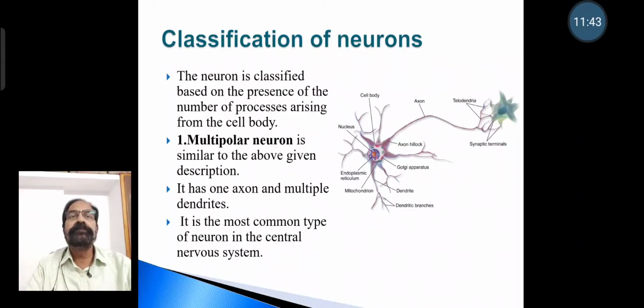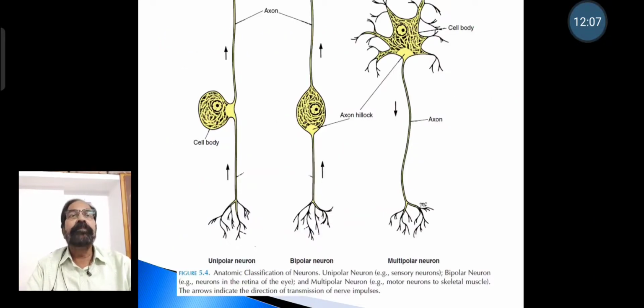Classification of neurons. The neuron is classified based on the number of processes arising from the cell body. One is the multipolar neuron, similar to what was described earlier. It has one axon and multiple dendrites. It is the most common type of neuron in the central nervous system. In the picture you can see the unipolar, bipolar and multipolar neurons.